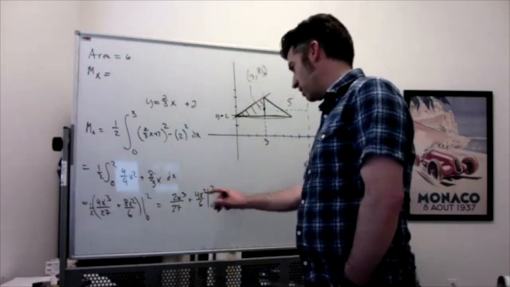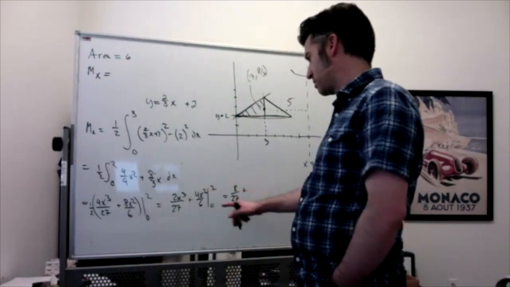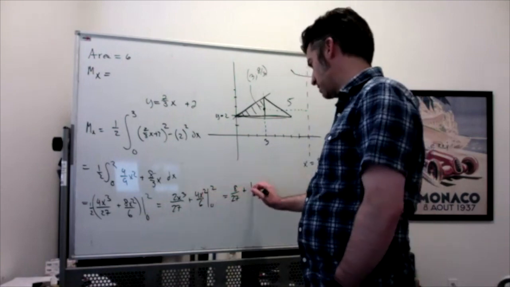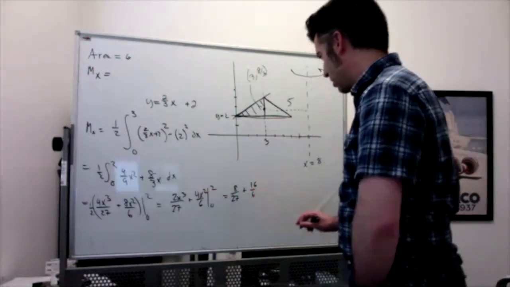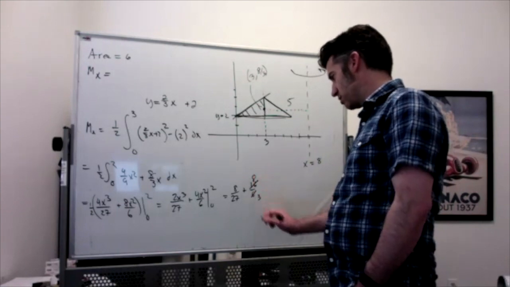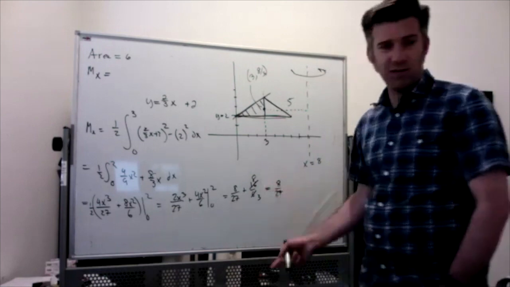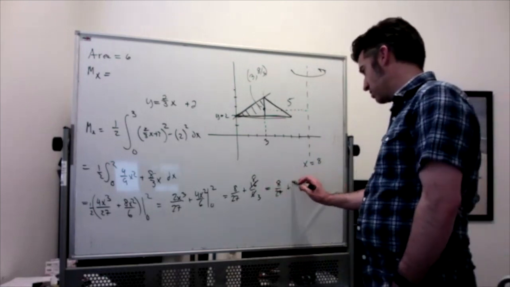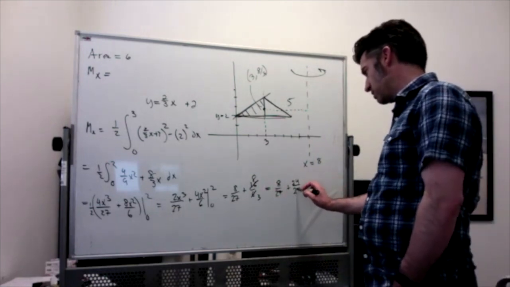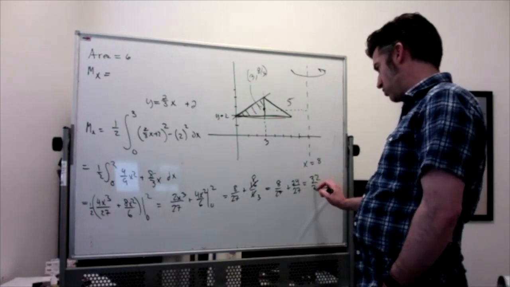So that's going to give me 8/27 plus 4 times 4 is 16/6. That's really 8/3. So you've got 8/27 plus 8/3 times 3 over 3, which is 24/27. So you're going to get 32/27.